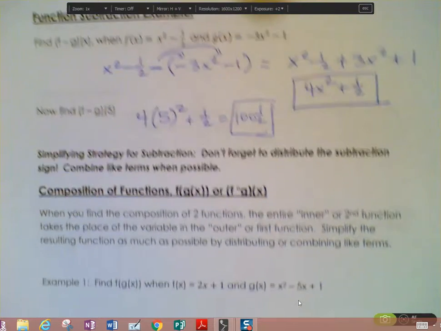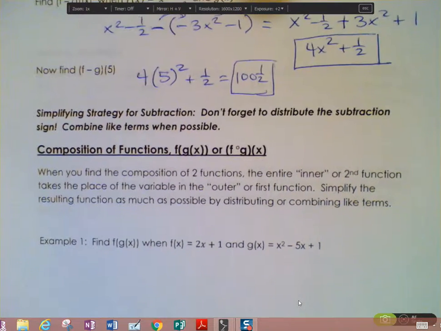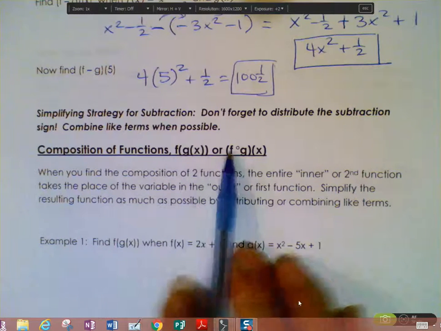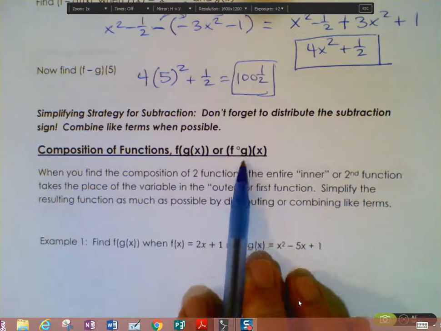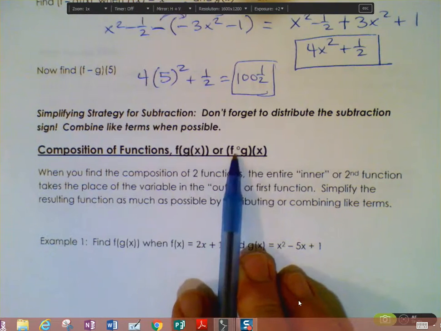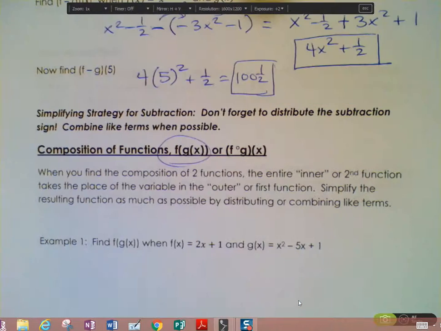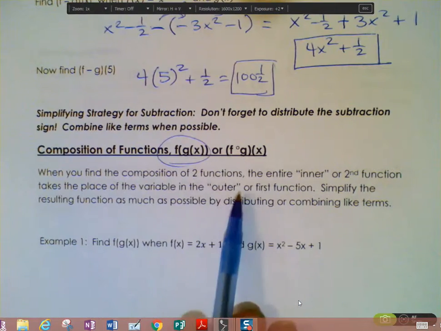Okay, composition of functions. This is probably more tricky than it really looks. Composition of functions, f of g of x, or we can write it as f(g(x)). This does not mean multiply. It's just the way we notate it. I actually prefer this first method of notating it because it really explains what we're doing.